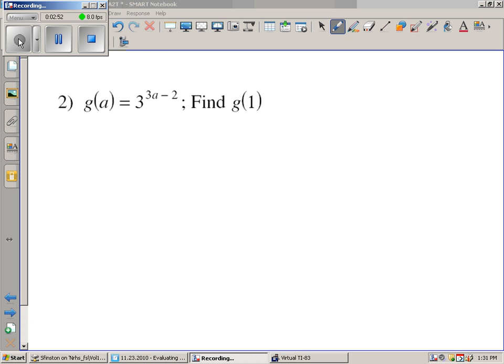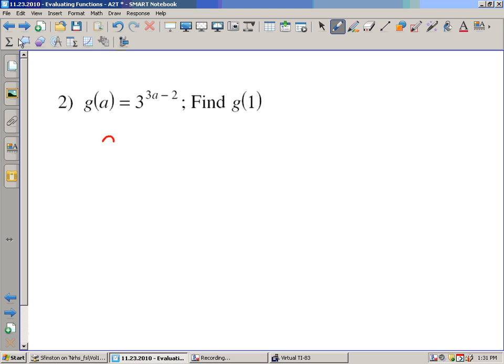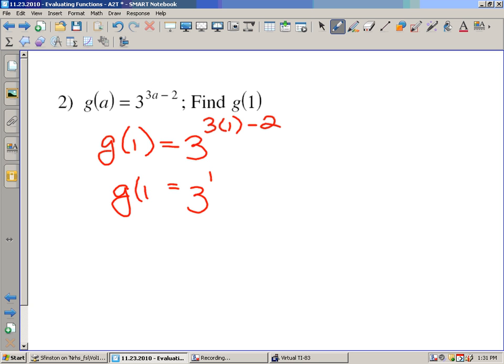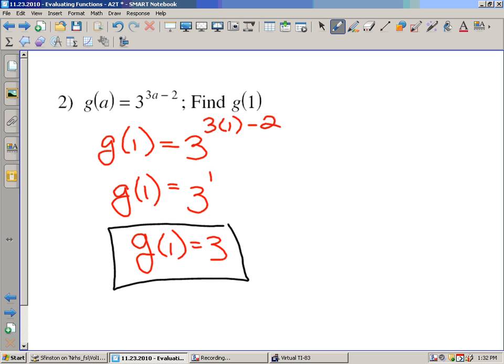So here we go. Same idea. We just got to plug into things that are more complicated. G at 1, you just plug in right up over here where there's an A. There you go. That's going to be 3 raised to the 3 times 1 is 3 minus 2 is 1. So G at 1 is equal to 3 raised to the first, and that's just this. End of story.